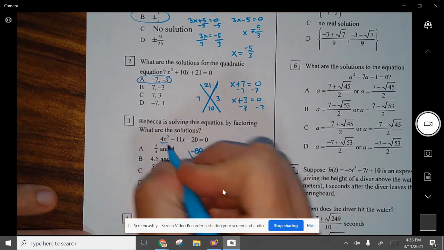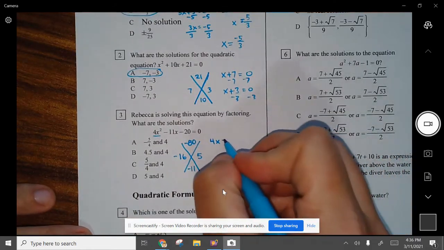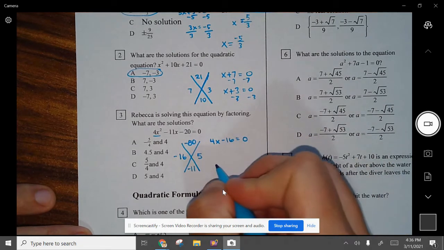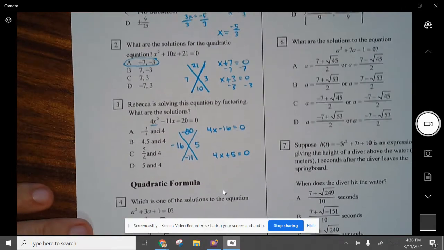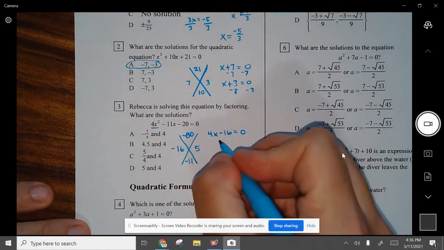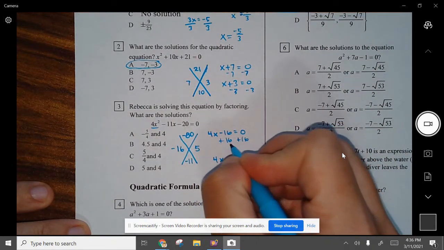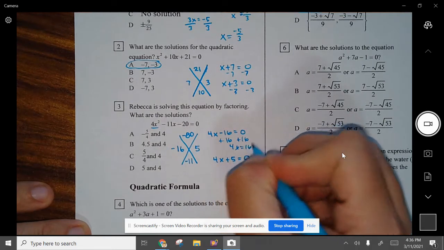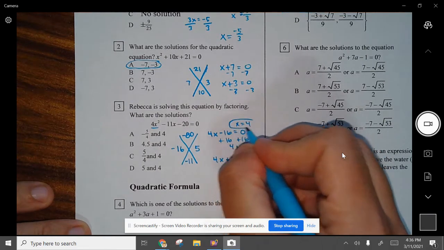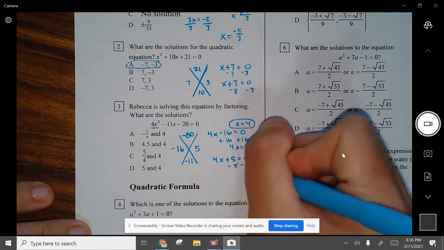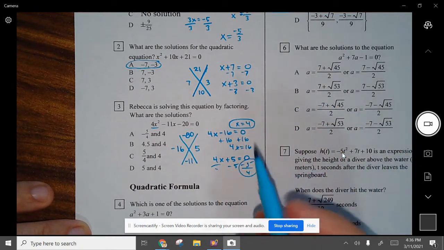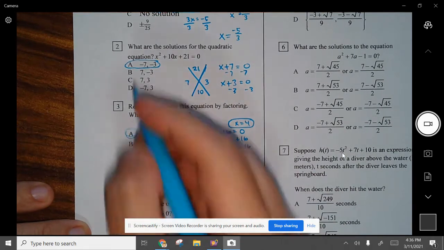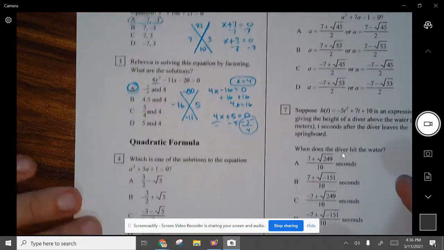4x. Why did I put 4x? Because that's my coefficient, remember? Minus 16 equals 0. 4x plus 5 equals 0. Okay? And then you can add 16. 4x equals 16. Well, obviously x equals 4 over here. Subtract 5. Divide by 4. Negative 5 over 4. And 4. Oh, my pen's dying a little. That's going to be A.